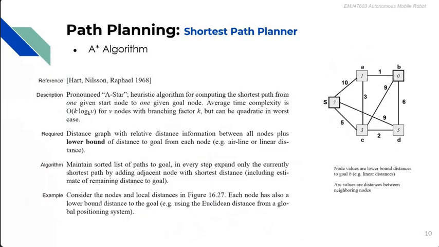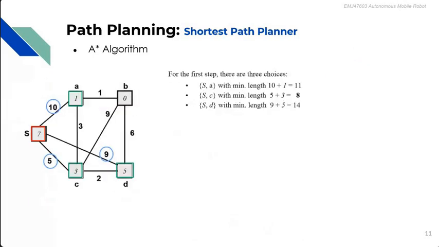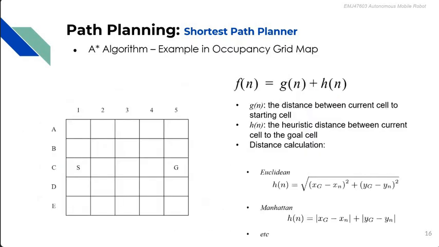Okay. Now, as what I said just now, the A star is more efficient than Dijkstra because you have this equation, right? Here G is actually the distance between the current cell to the starting cell, and H is the distance between the current cell to the goal cell. So you have this additional information, right? Hn, which is the distance between the current cell to the goal cell. Okay, so how do you calculate that?